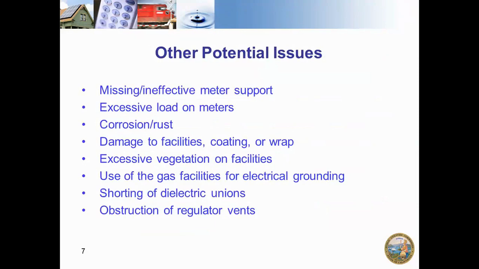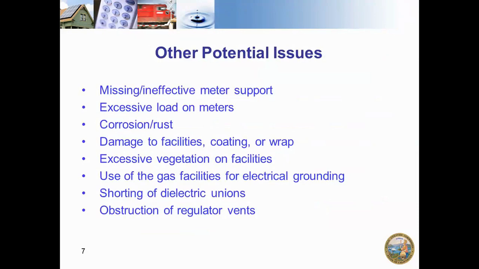Excessive vegetation on the facilities. It's kind of the same thing here with the damaged wrap. If you have shrubs or other plants growing against your steel, it can hold moisture for longer than it would otherwise and cause corrosion. So it should be cut back. Use of the gas facilities for electrical grounding, like we discussed earlier.